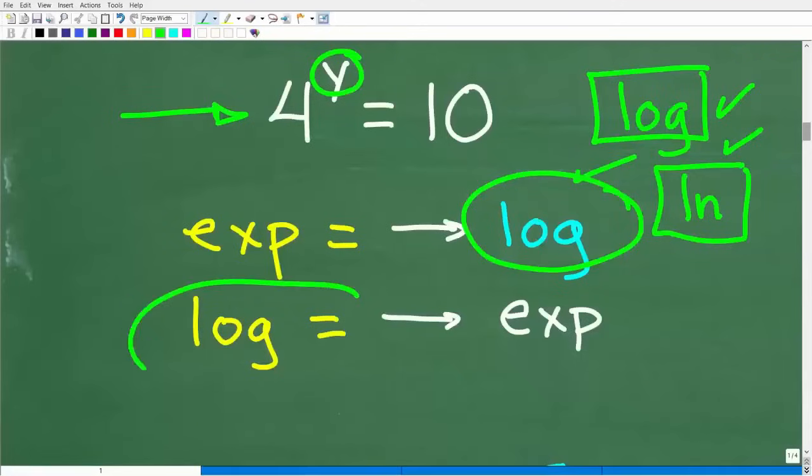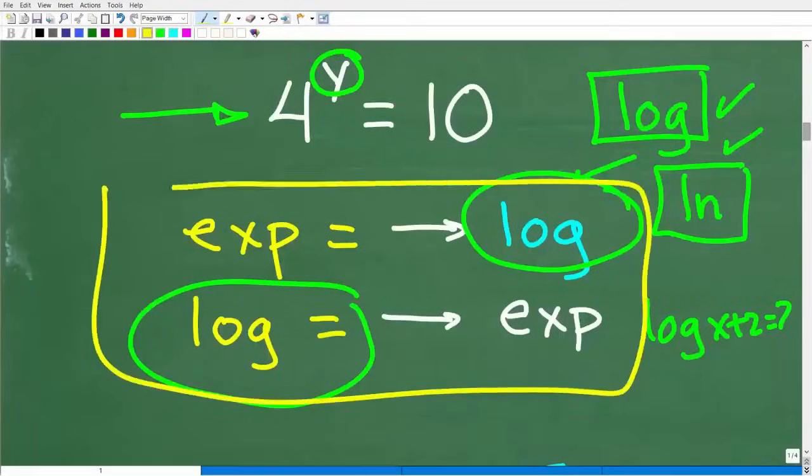But when we have a logarithmic equation, we need to use exponents to solve. So in other words, if we have something like log x plus 2 is equal to 7, we need to be thinking in terms of exponents or powers. Now, why is that? Well, this is because logarithmic and exponential functions are inverse functions of one another.